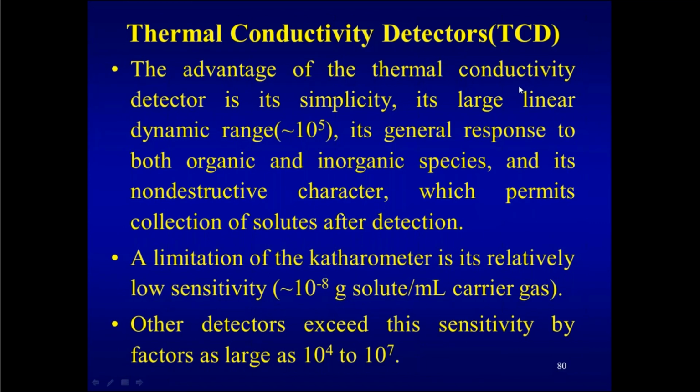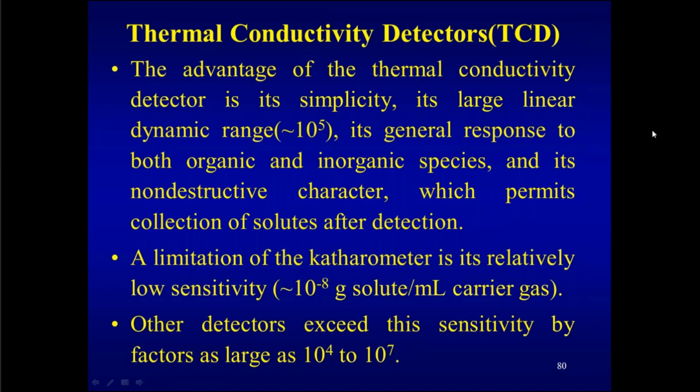So the advantages of the thermal conductivity detector are its simplicity and its large linear dynamic range. That means over a wide concentration range, it responds accurately. 10 raised to 5 means 1 lakh. So it may be responding from 1 milligram to 1 lakh milligram, a wide range of concentrations. It has a general response to both organic and inorganic species, so it can respond to any type of compound, and it is non-destructive in character, which permits collection of solutes after detection. So these are the advantages.